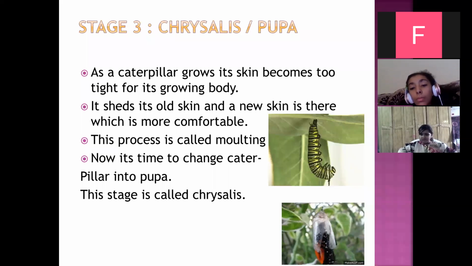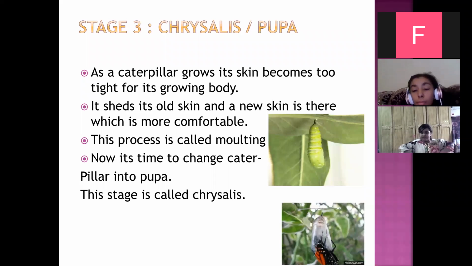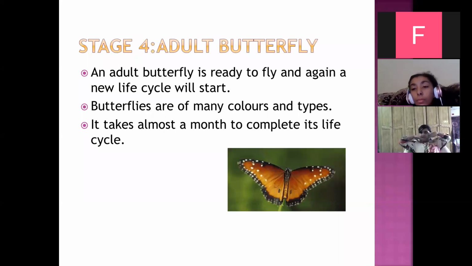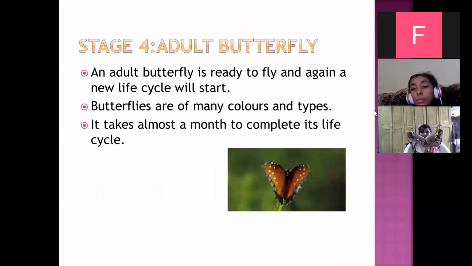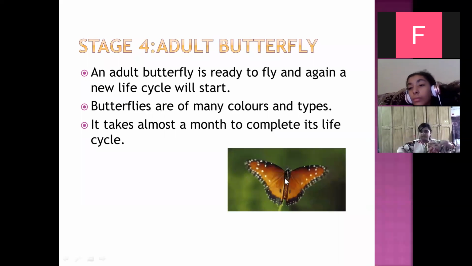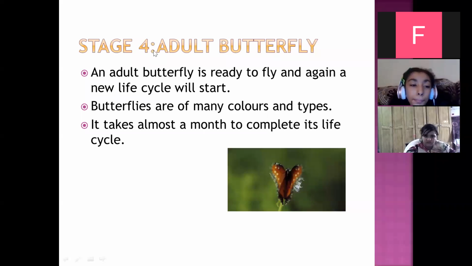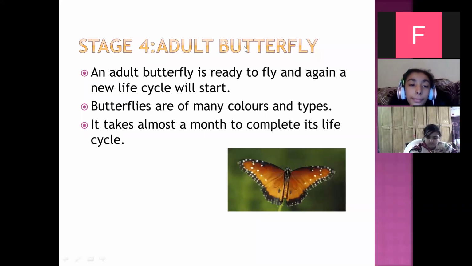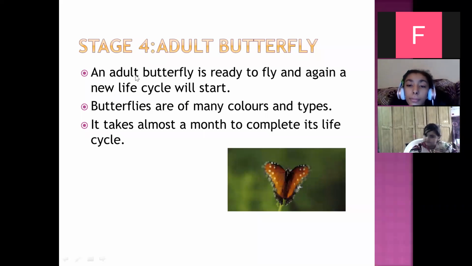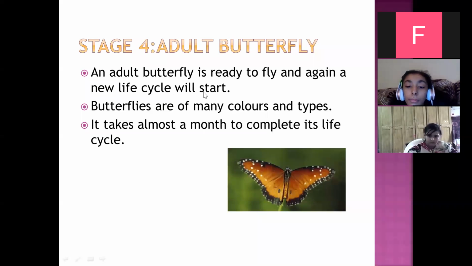Okay, now we are going to the next stage, that is the adult butterfly. You can again see this picture over here. After that chrysalis stage, stage number 4 is there, where it develops into an adult butterfly. So an adult butterfly is ready to fly, and again a new life cycle will start.